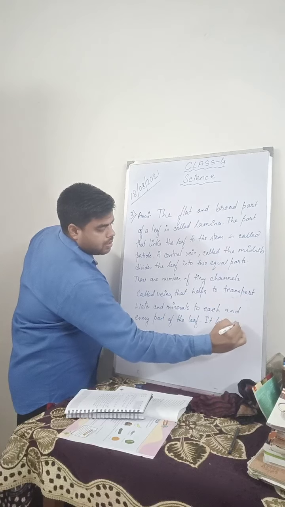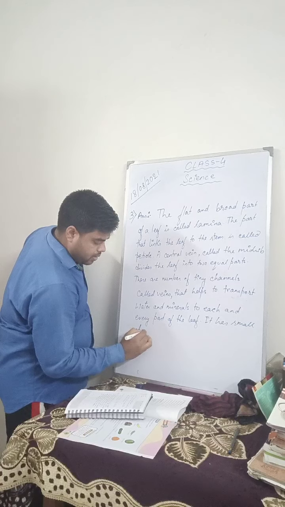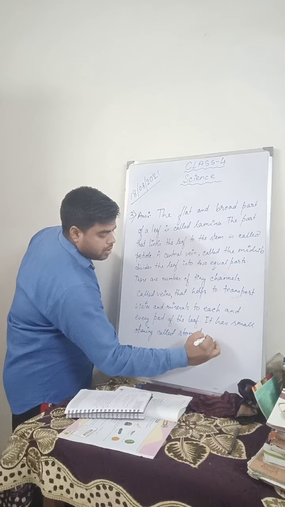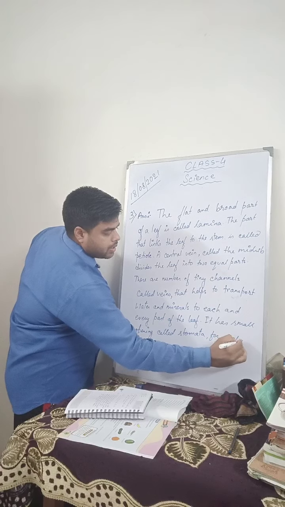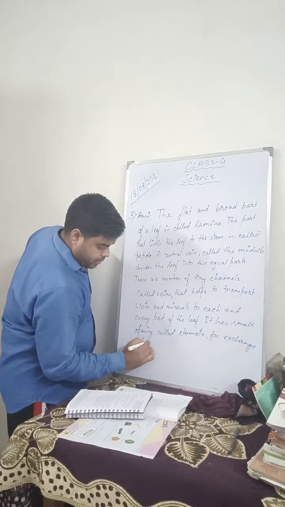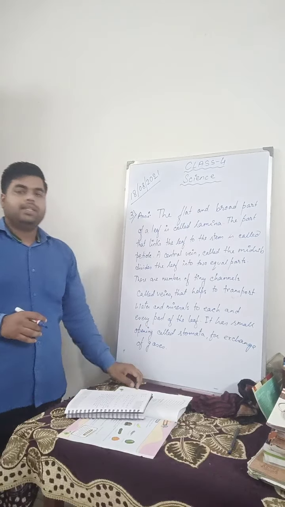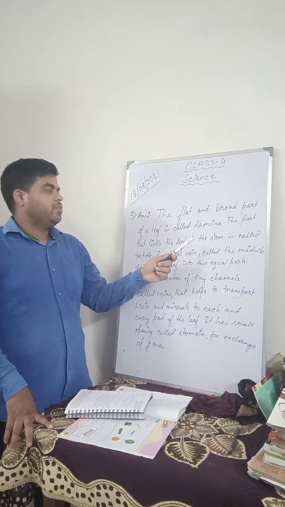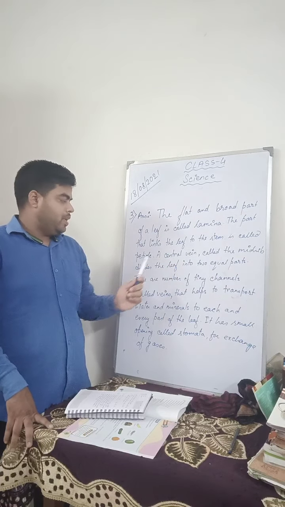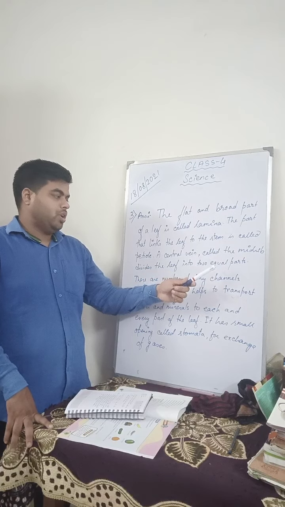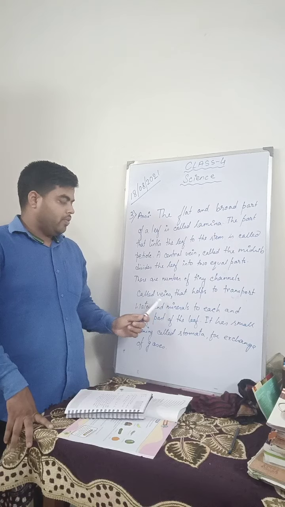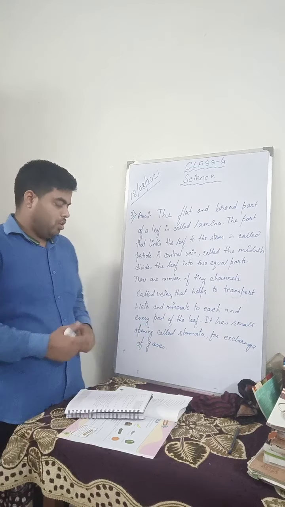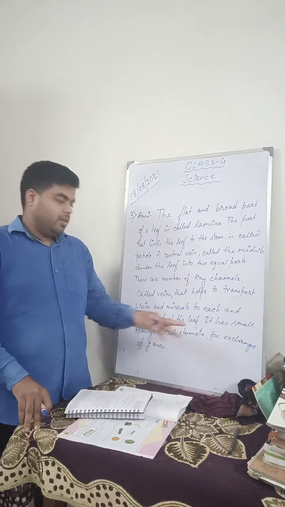It has small openings called stomata for exchange of gases. So this is the structure of the leaf. The flat and broad part of a leaf is called lamina. The part that links the leaf to the stem is called petiole. It has a central vein called midrib that divides the leaf into two equal parts. There are a number of tiny channels called veins that help to transport water and minerals to each and every part of the leaf. It has small openings called stomata for exchange of gases.